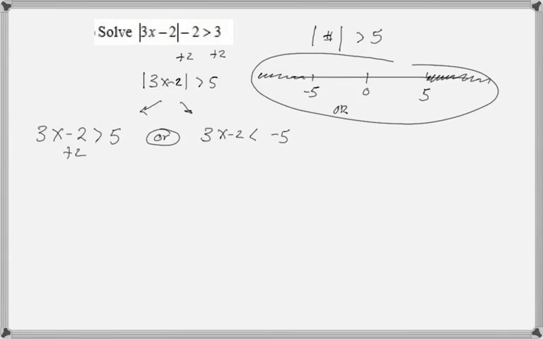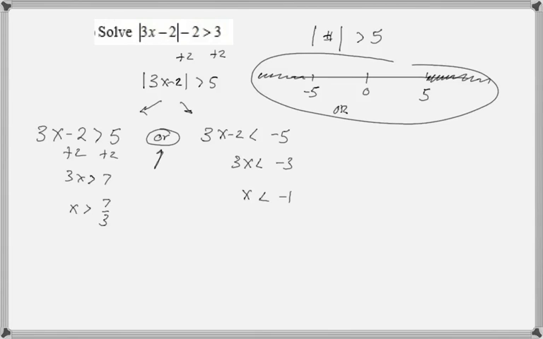So over here I'm going to add 2 to both sides. I'll have 3x is greater than 7, or x is greater than 7/3. On the right-hand side, adding 2 to both sides, 3x would be less than negative 3, or x is less than negative 1. So I have 2 inequalities.